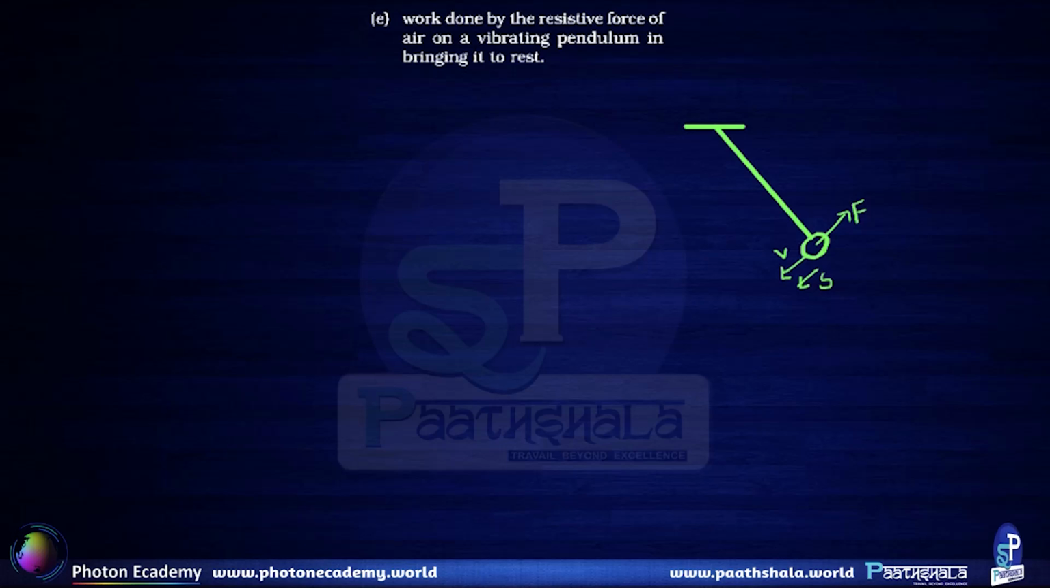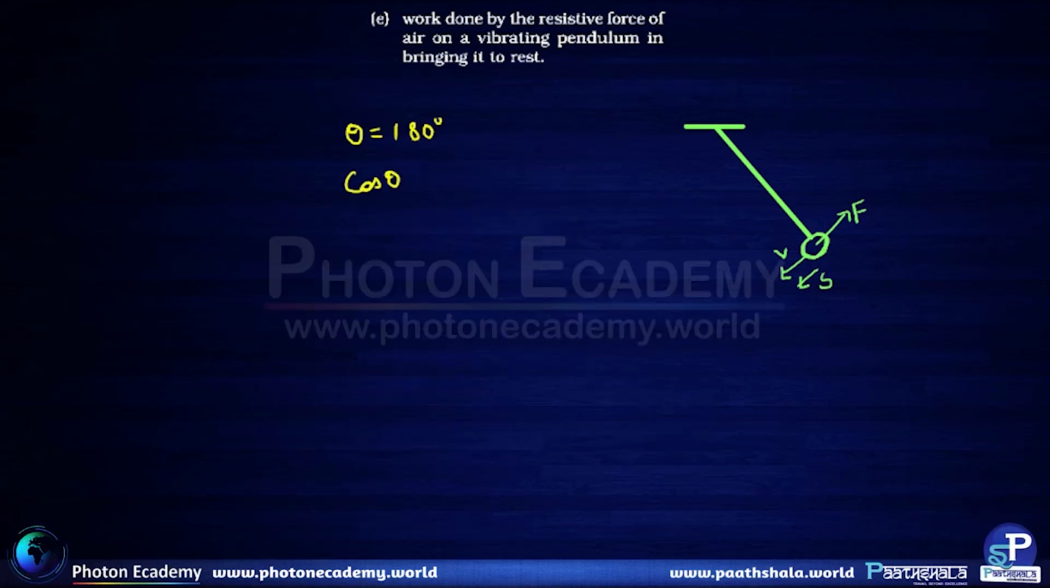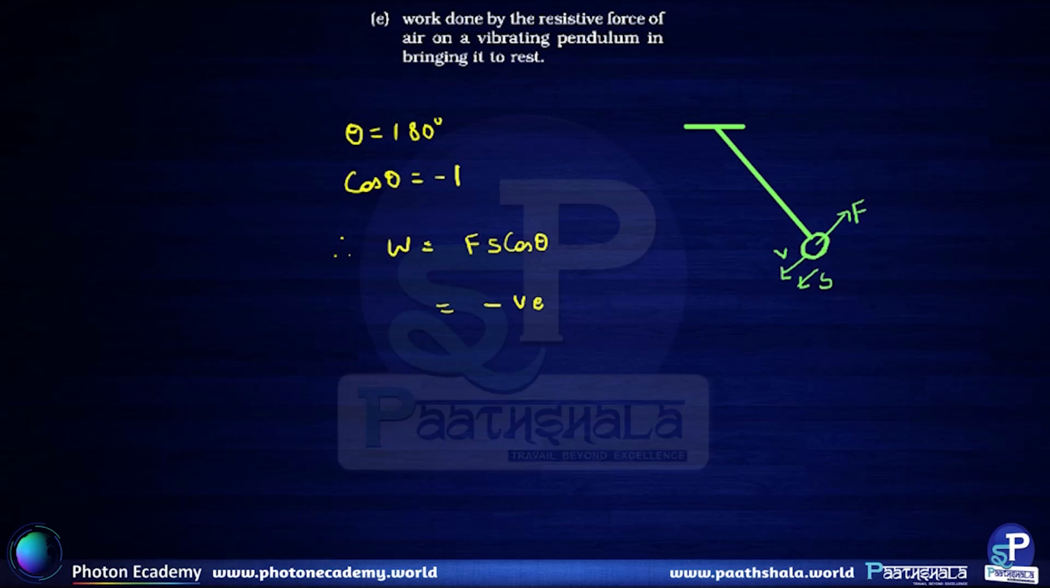As we can see here, the resistive force due to air and the displacement of the pendulum are in opposite directions. Therefore theta between them, that is theta between F and S, is 180 degrees. Hence cos theta is minus 1. Therefore W, which is F s cos theta, is negative, because cos theta here is negative. Therefore the work done by this resistive force on a vibrating pendulum being brought to rest is negative.